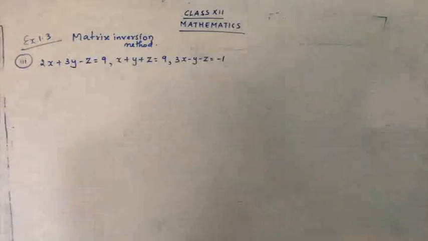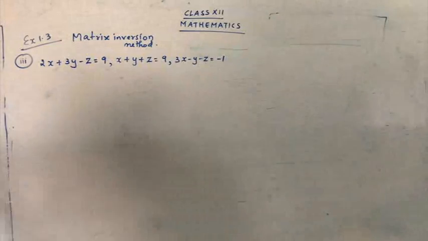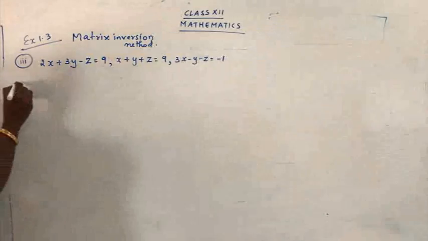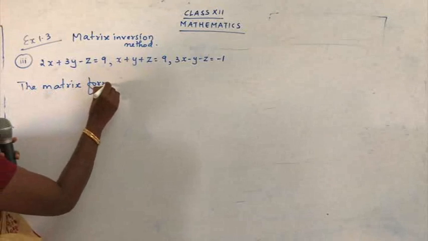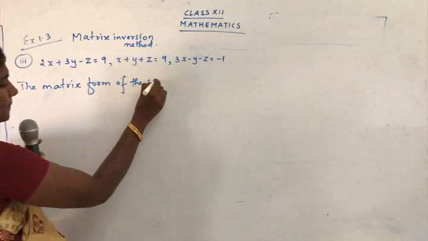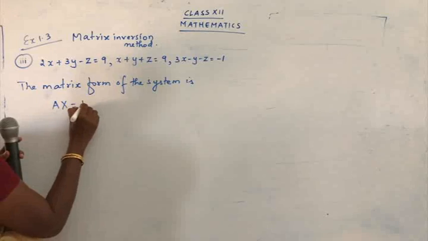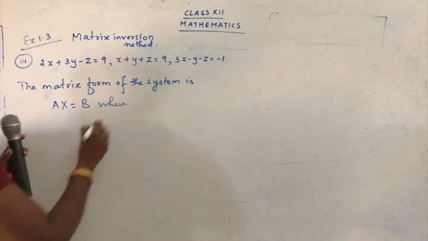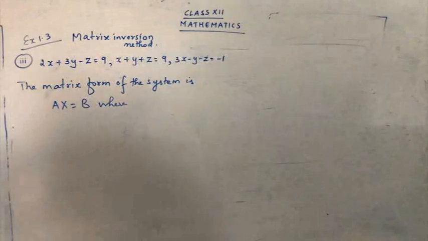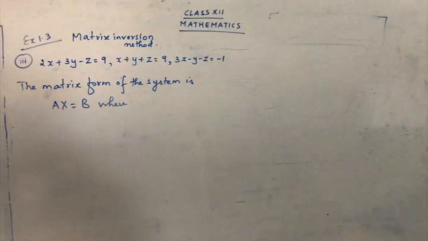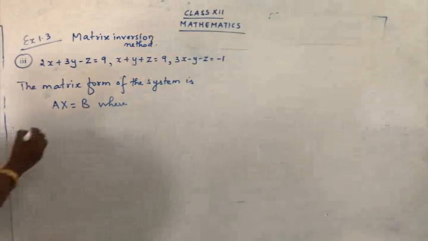Okay children. So what was the first step? We have to write the matrix form. Write down the matrix form of the system is AX is equal to B, where you have to find your matrix A, you have to find matrix X, and also you have to find the matrix B. So find out the matrix A, X and B.